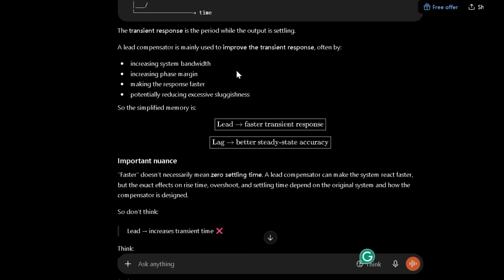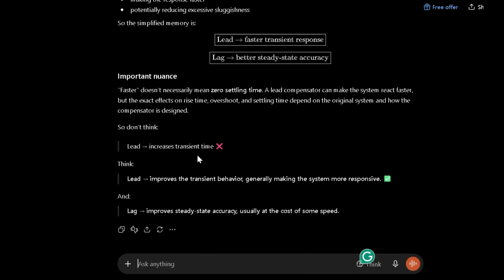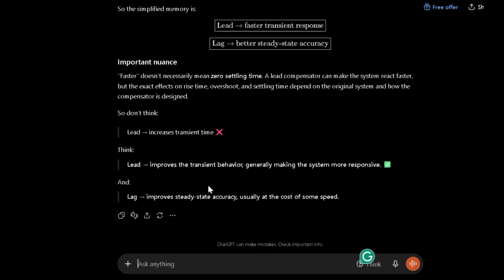Faster doesn't mean zero settling time. A lead compensator can make the system more responsive. Lead improves the transient, generally making the system more responsive. Lag improves the steady state, usually at the cost of some speed. We use lag when we don't worry about speed.